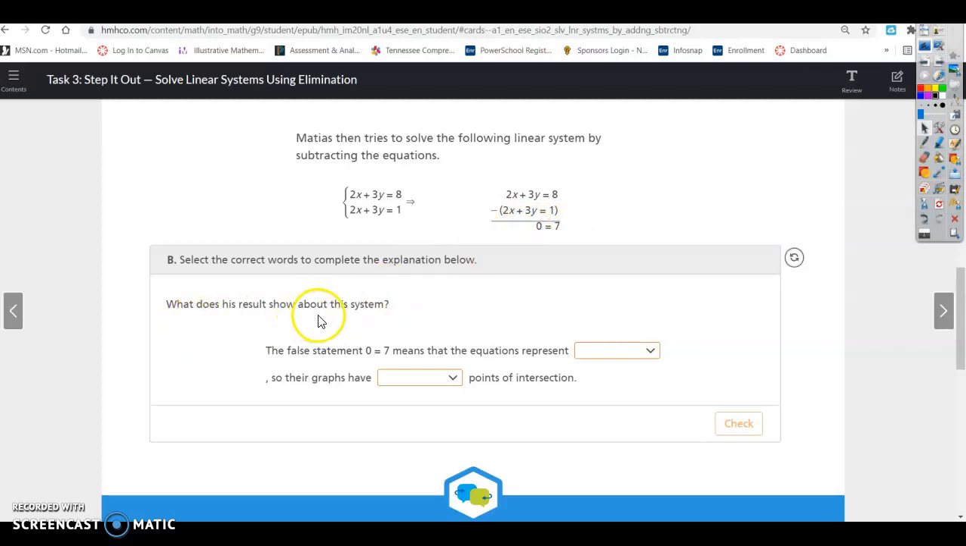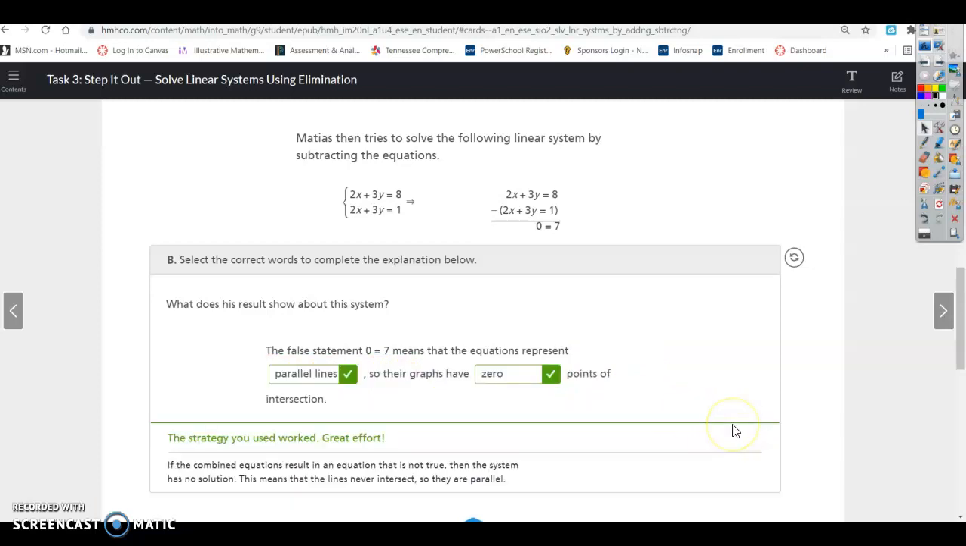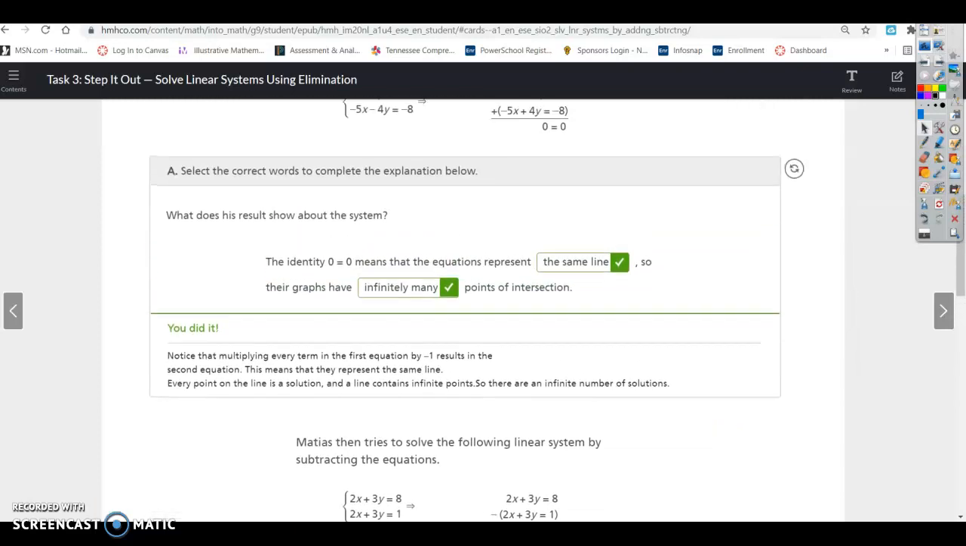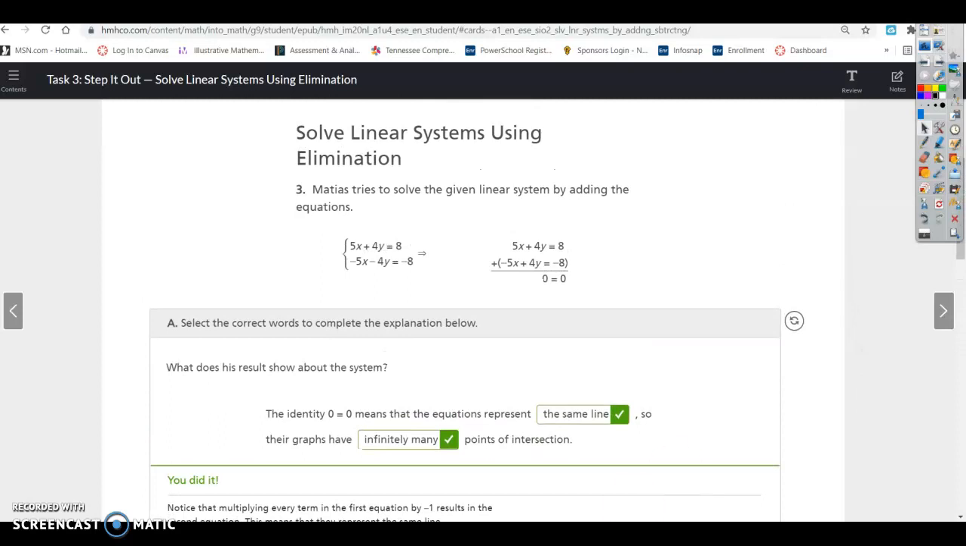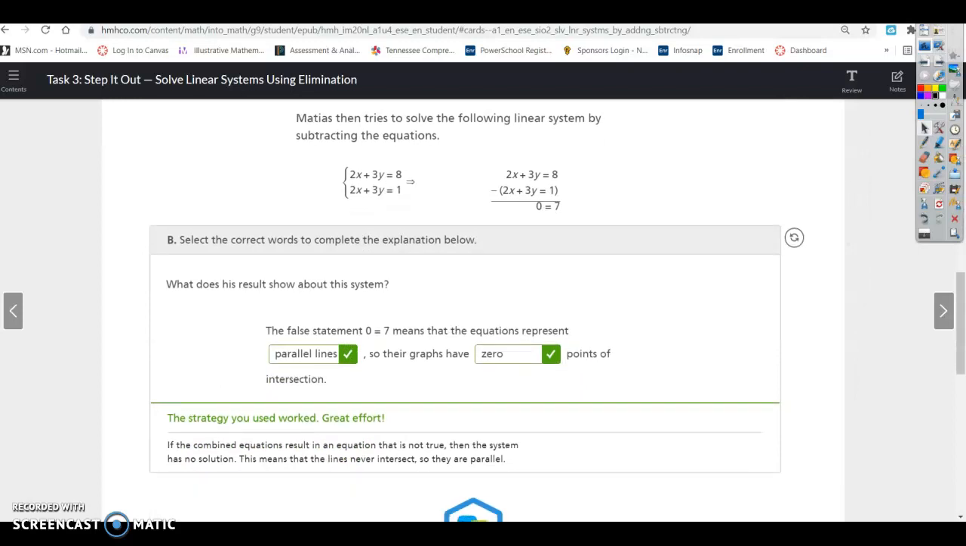What does this result show about the system? The false statement 0 equals 7 means the equations represent parallel lines, so the graphs have no or 0 intersection points. All right, so you can see that these have all solutions. So this would be a dependent system. And the one here at the bottom, there's no solution. So this would be an inconsistent system. All right, that's all for task 3. If you have any questions, let me know.